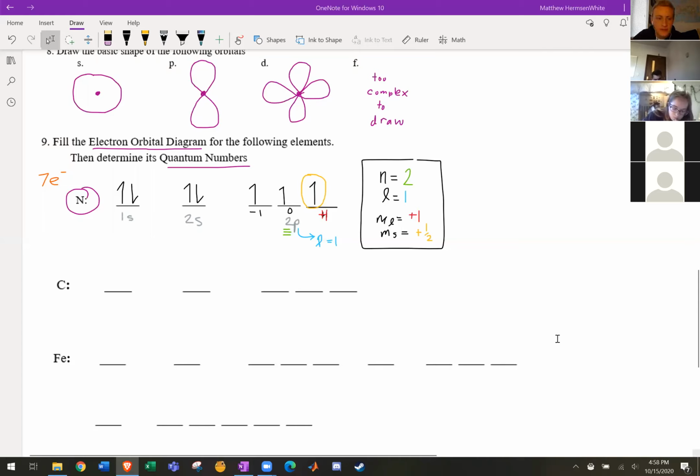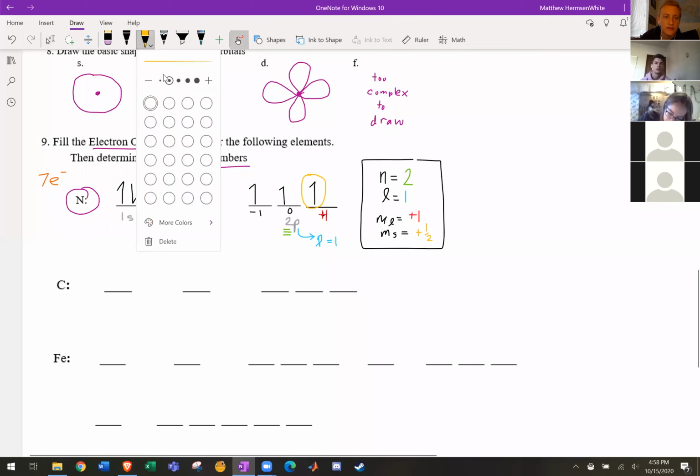So let's at least get carbon done. I'm not sure we can get to iron, but we can go over the answer. I can tell you the answer for iron, or we can go over it Monday as well. So let's do carbon.